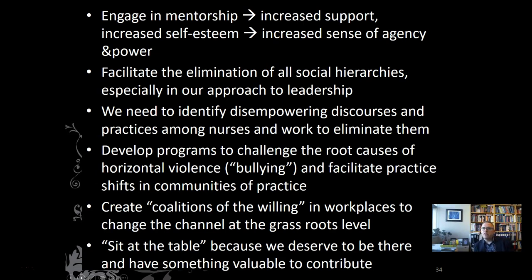We need to engage in mentorship, increase support and self-esteem, and take on an increased sense of agency and power. So even as nursing students, you can be a mentor to other nursing students. You can support one another. You can encourage people who want to go into nursing. You can spend time helping people who are not as far along in their education, or somebody who hasn't had the experience that you've had. So maybe you had an opportunity to do a certain skill and another person hasn't.